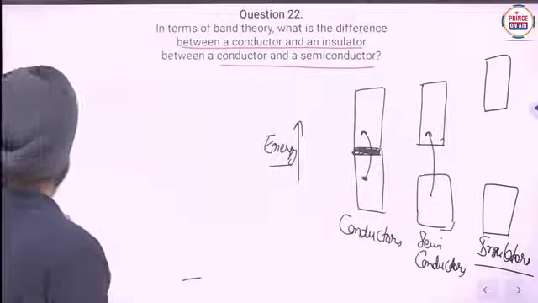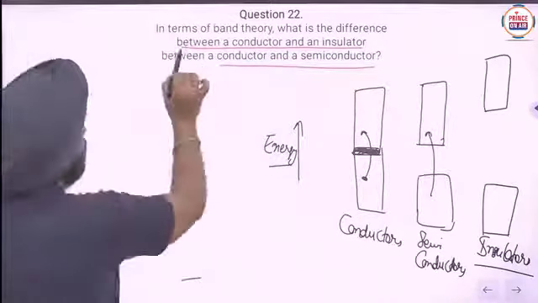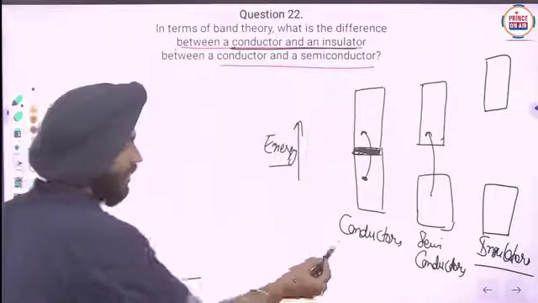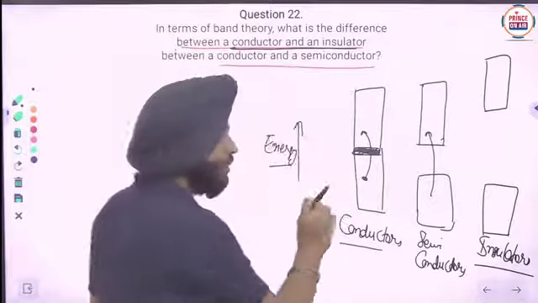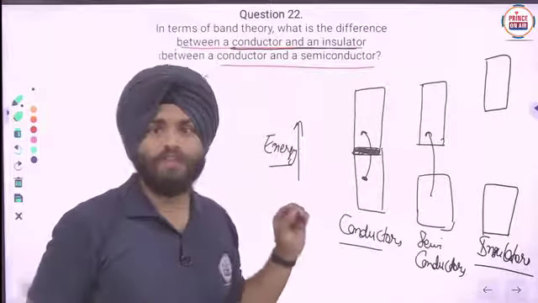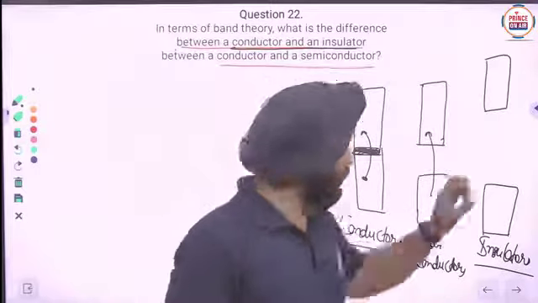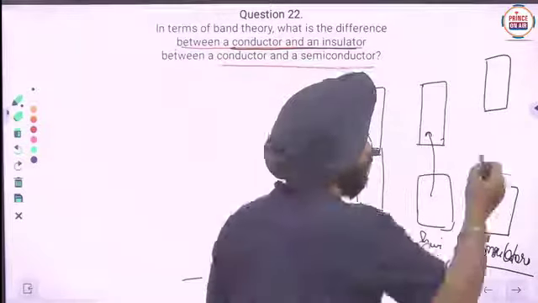Clear? So on the basis of band theory, for conductor and insulator, here the amount of energy required is very little, but here the energy gap is very high. It is also known as the forbidden gap.